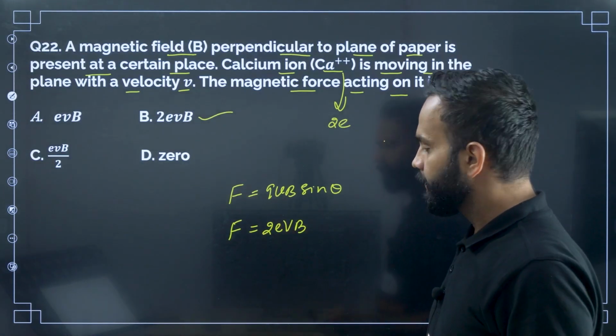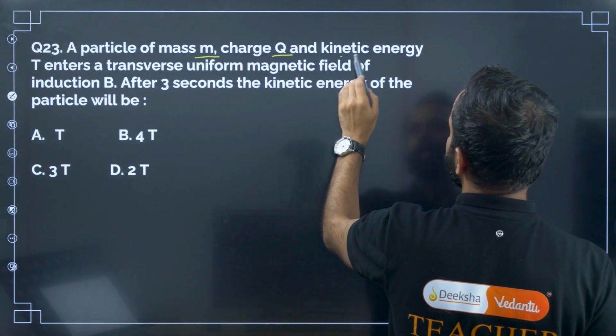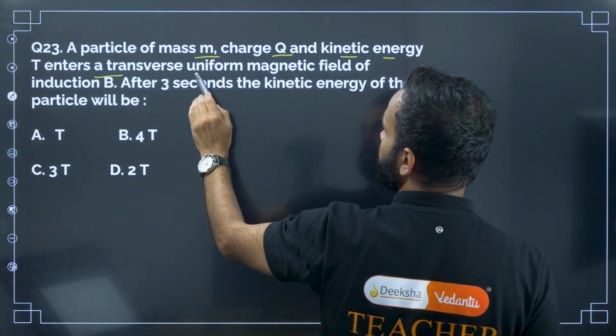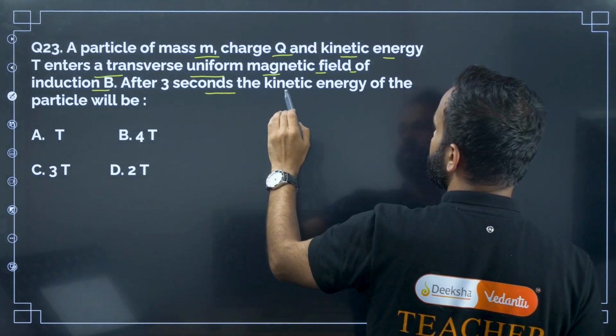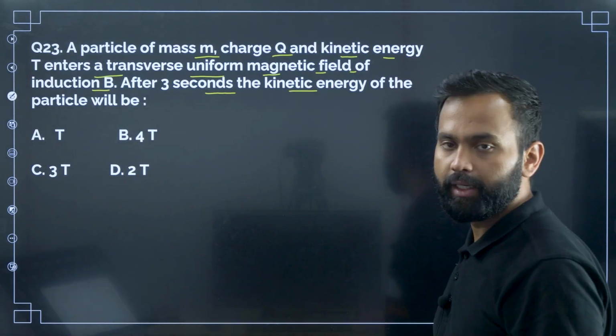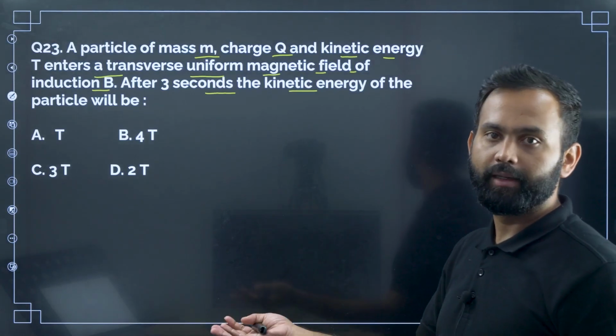Okay, yeah. Question number 23. A particle of mass m, charge q and kinetic energy T enters a transverse uniform magnetic field of induction B. After 3 seconds, the kinetic energy of the particle will be. Again, the direct question, right? Kinetic energy of the particle is the same, that is T only.